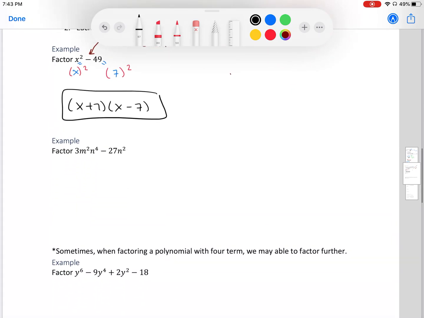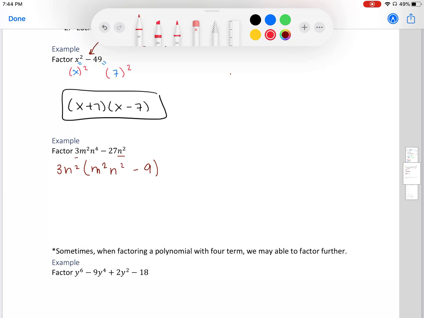Now take a look at the next example. It's not as pretty. We have 3m squared n to the fourth power minus 27n squared. Here I can't think of a way to square and get 3 as a result. So that's a problem. Is there anything we can do before we start? Well, we can factor out a GCF. They can both be divided by an n squared and a 3. If we do, we're left with m squared n squared minus 9.